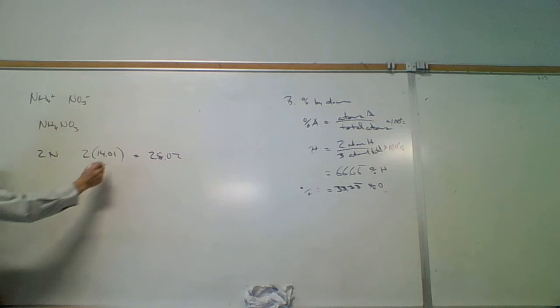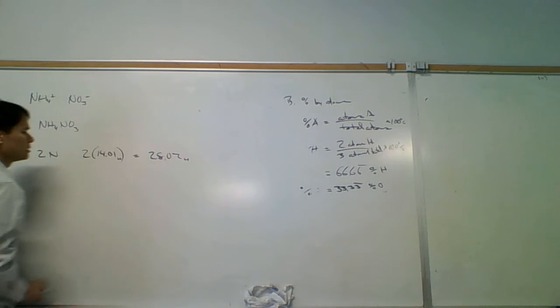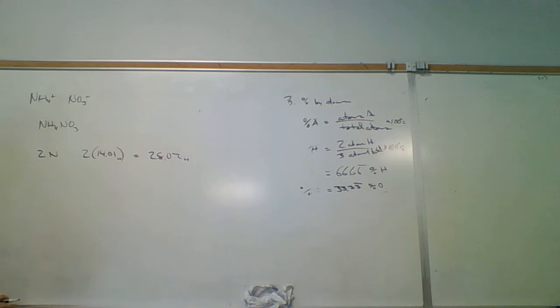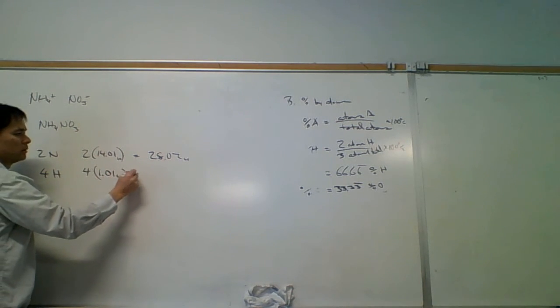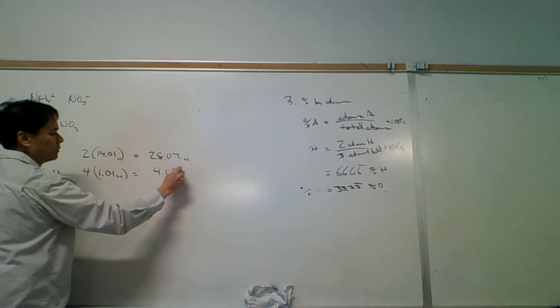Okay, the units here would be in u. That's how much it weighs. Okay, then how many hydrogens do we have? 4. Now these hydrogens, are we going to use 1.01 or 1.008? We're going to use 1.01 because these hydrogens are in a compound. This is going to give us 4.04.